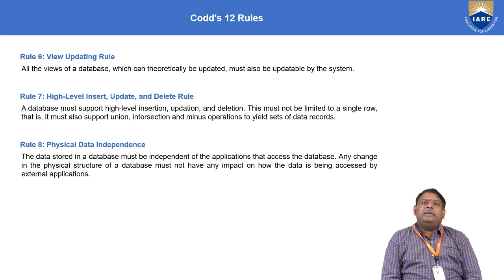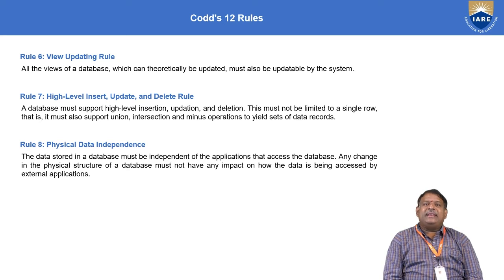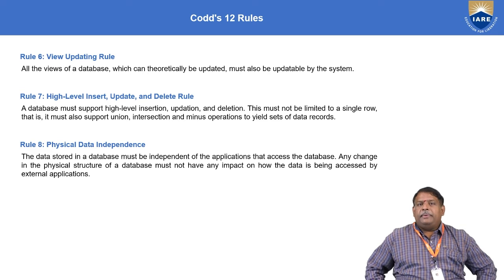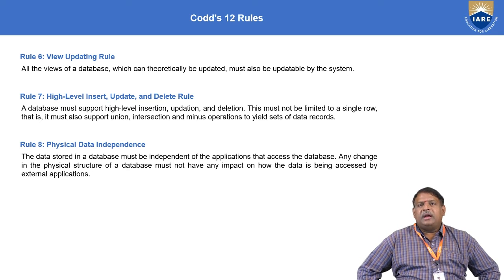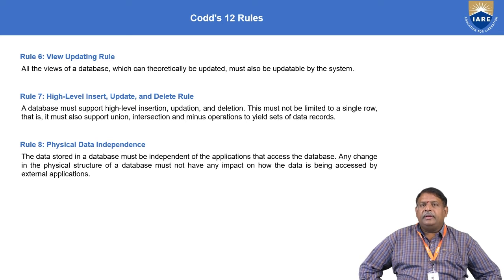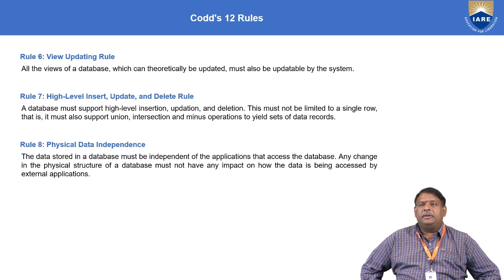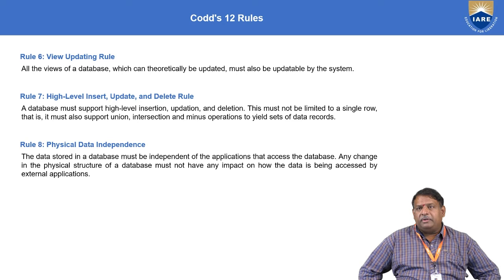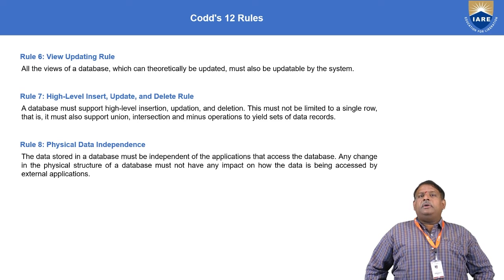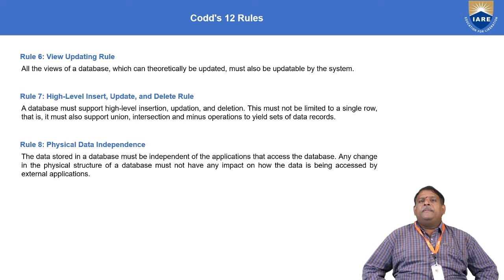Okay. Next, the seventh rule is the high level insert, update and delete rule. A database must support high level insertion, updation and deletion. This must not be limited to a single row, that is, it must also support union, intersection and minus operations to yield a set of data records. The seventh rule says that the database must support high level insertion, updation and deletion, not only limited to a single row, but it should also support union, intersection and minus.